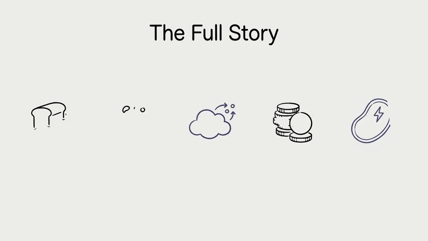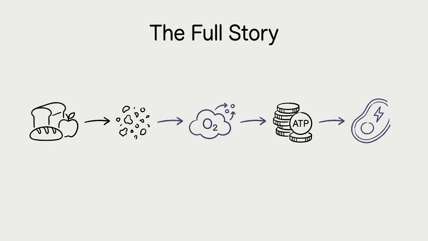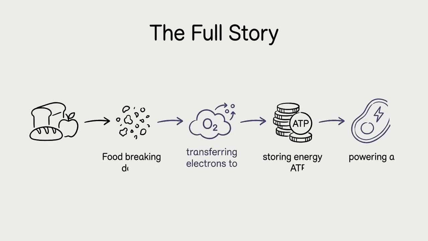So the full story is this: cells slowly break down food, move electrons to oxygen, store the released energy as ATP, and use ATP to power life.